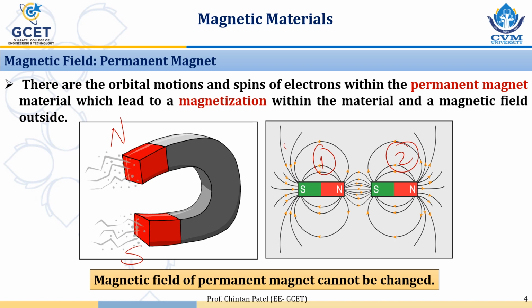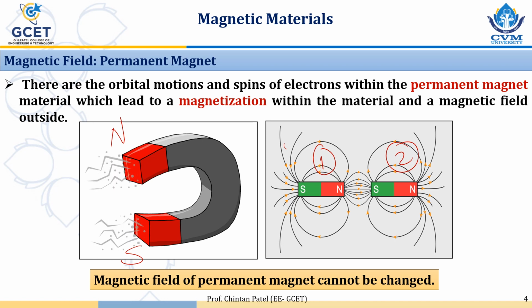In a permanent magnet, there is a limitation or disadvantage. The disadvantage is that the magnetic field of this type of permanent magnet cannot be changed. For example, once the magnet is manufactured, its magnetic field strength or magnetic flux is constant. With respect to time, its magnetism decreases, but we cannot increase or change the magnetic field instantaneously. And this is the disadvantage of a permanent magnet.